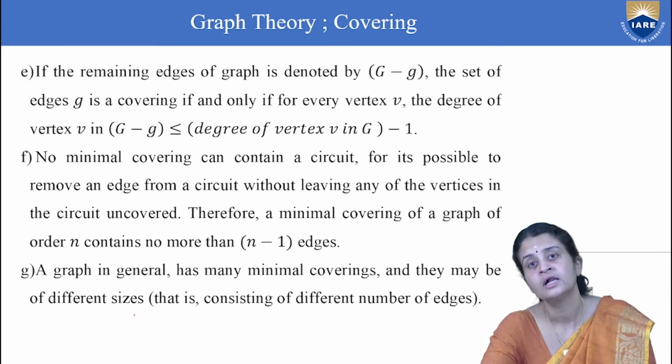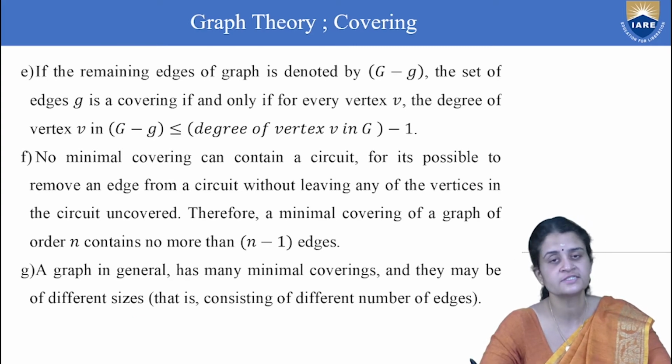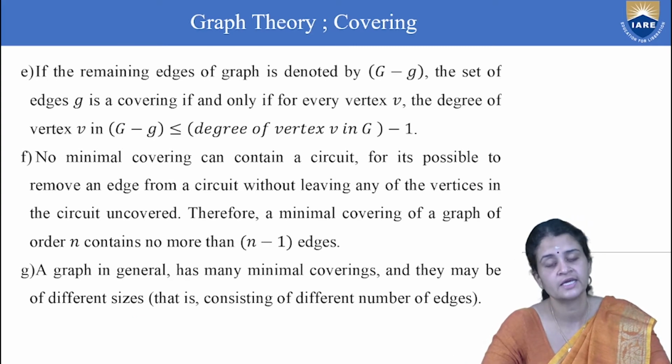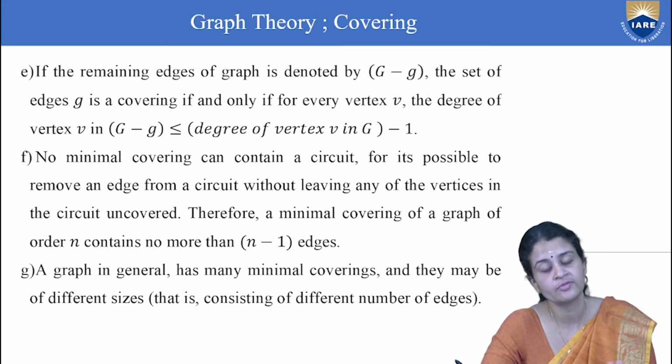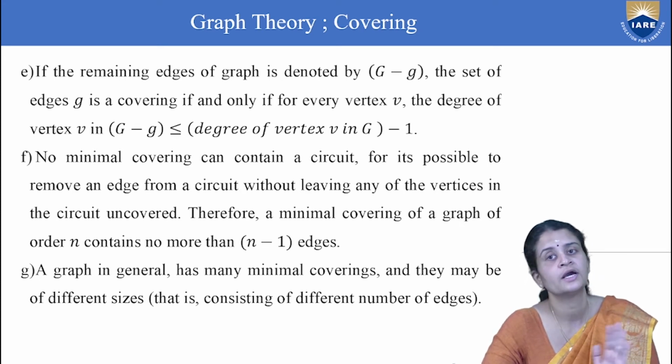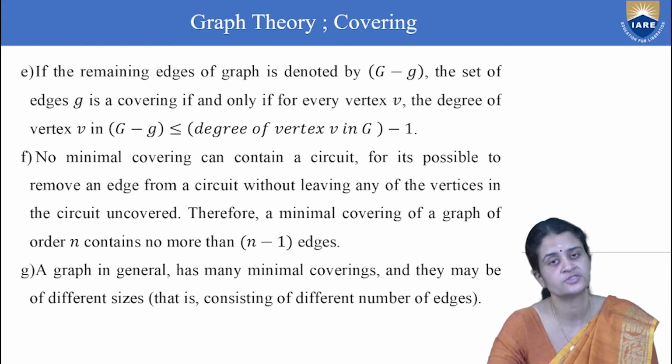We have seen in the last graph minimal coverings of size 6 and size 8. Both coverings were minimal, because if we remove any edge from that covering, it will no longer be a covering. So a graph may have several minimal coverings, of different sizes, consisting of different numbers of edges.